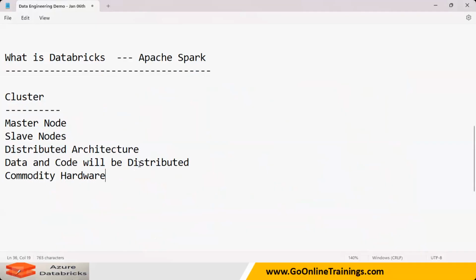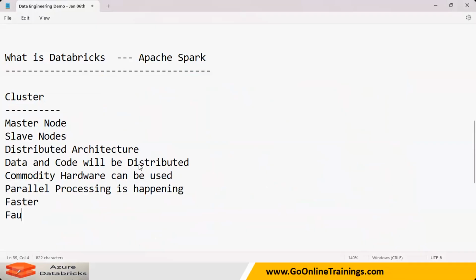I can use any machine, a 4 kg machine, a 10 kg machine. Commodity hardware can be used. That means cheaper machines we can use, not very big machines. Any can be used. The only thing is that if the data is increasing, increase your nodes. Okay, commodity hardware can be used, and because distributed parallel processing is happening here, it will be faster, and fault tolerance.